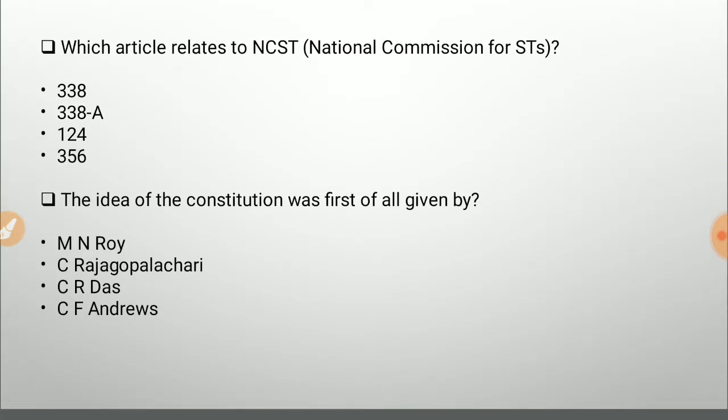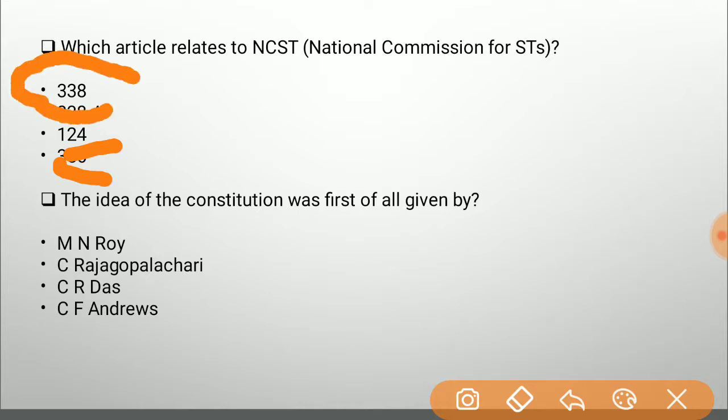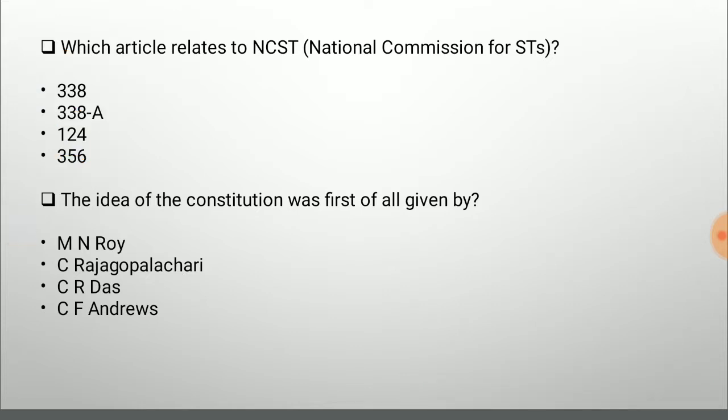Moving on, which article relates to NCST, the National Commission for STs? 338, 338A, 124, or 356? 356 relates to the state emergency, 124 relates to the Supreme Court, 338 relates to the National Commission on Scheduled Castes, and 338A relates to the National Commission for Scheduled Tribes, that is NCST. So that is our answer.